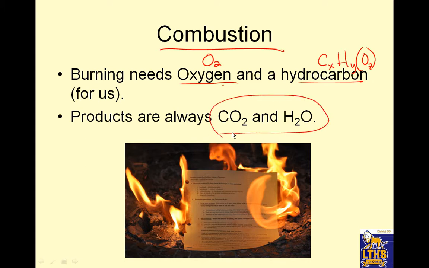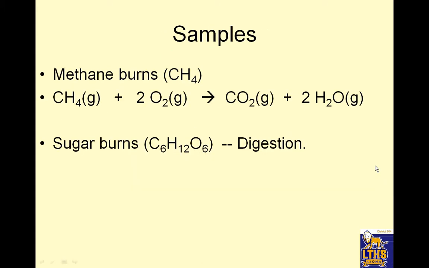What's cool about a combustion is the products are always going to be carbon dioxide and water. So right now this paper is burning. This paper is made of C's and H's, and it's burning with oxygen gas, forming CO2 and H2O. Combustion reactions. So that's the fifth type. All right, so we got to see all the types of reactions. You have to be able to identify them. So look at some samples.